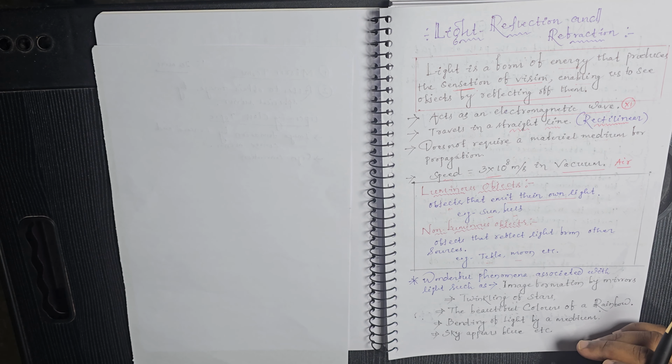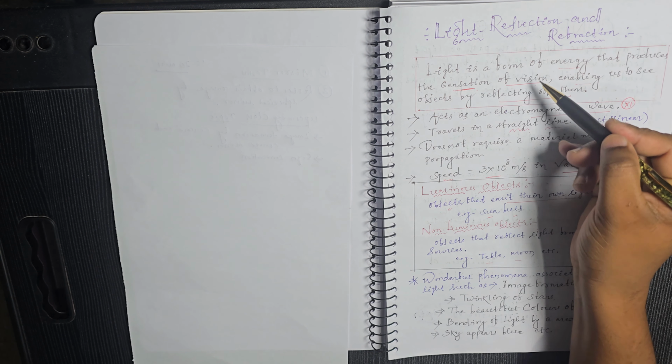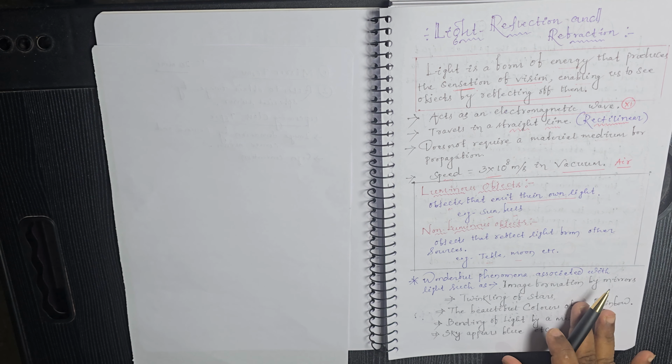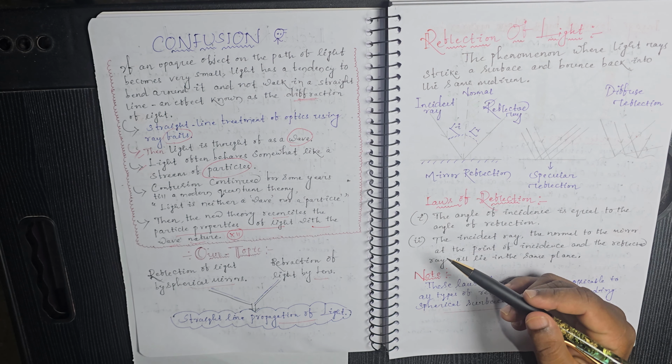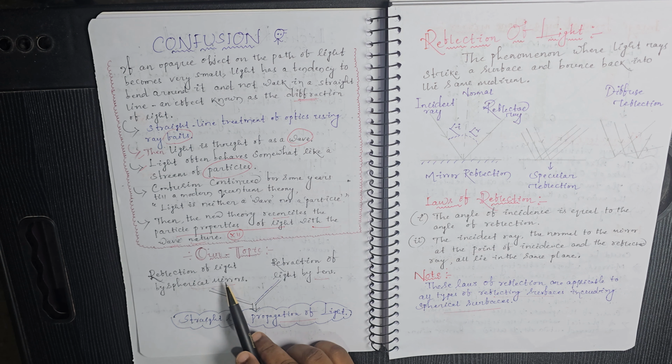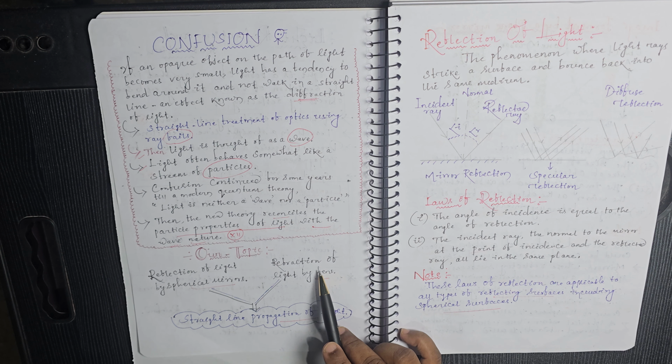So in the last video we discussed the light chapter and a couple of things. I am just reminding you that we discussed the introduction part and some wonderful phenomena. Along with that, the confusion about whether light is wave nature or particle nature, and we also got the conclusion. Then we discussed the reflection of light and the introduction part of refraction.